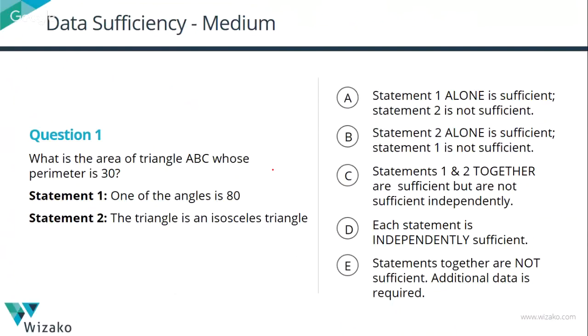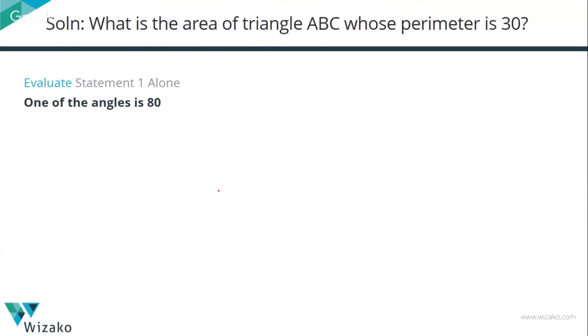What is the area of the triangle ABC whose perimeter is 30 units? The perimeter is given to us. We need to find out the area. The data will be sufficient if you are able to come up with a unique answer for this. So you need to come up with a number which says 43 square units or something. Let's quickly look at statement 1.